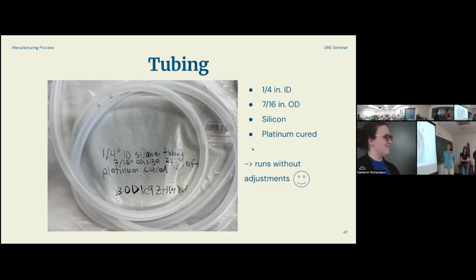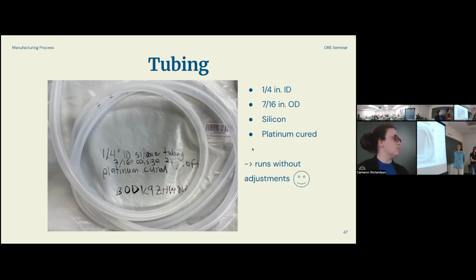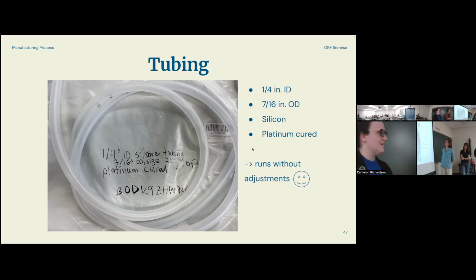So this was platinum pure tubing that some of our collaborators preferred. However, the trace metal PI, he would obviously prefer without platinum tubing, but we know now how to replace that.